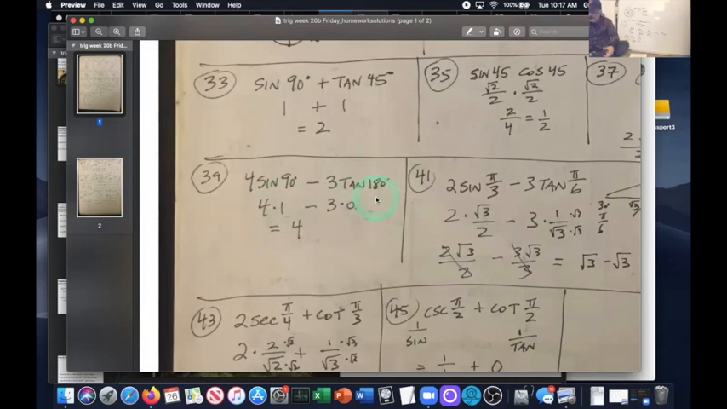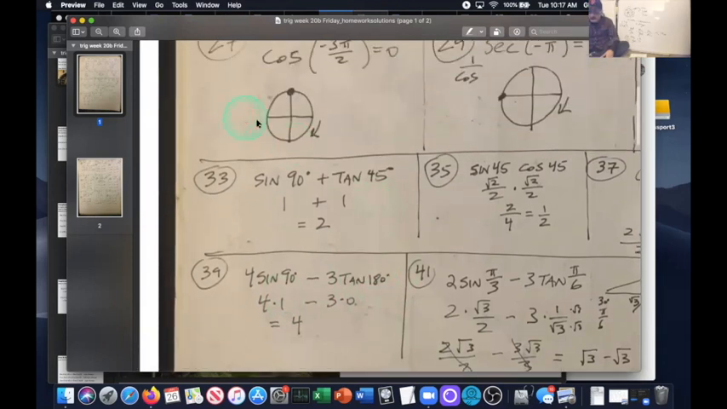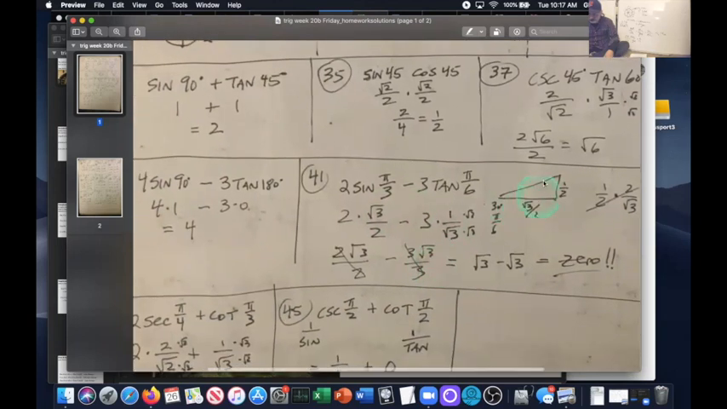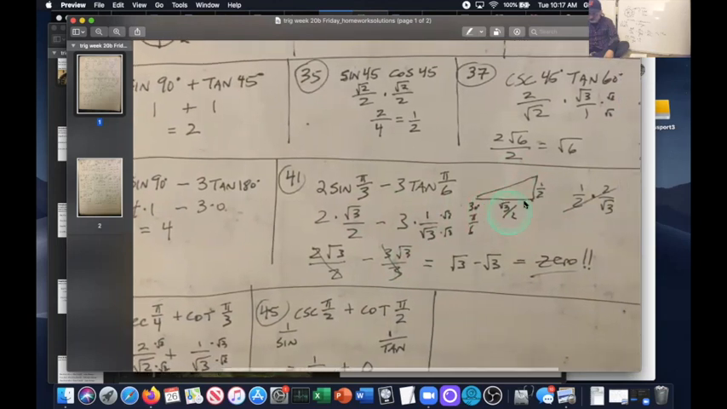The tangent of 180, again, 180 means over here. So 0 over -1. And then same thing here. And again, I drew the triangle over here, the tangent of pi over 6. So then it's the 1/2 divided by the √3/2.